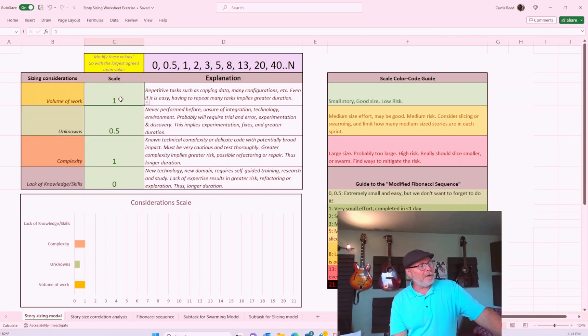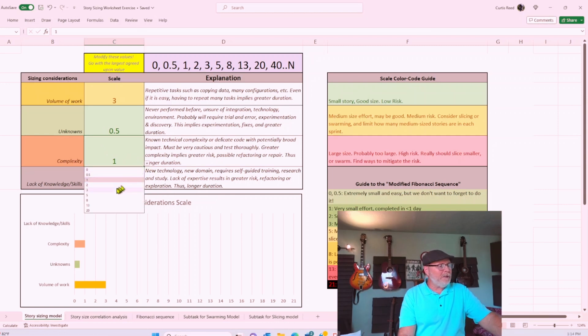Next, let's go back to the volume, let's say it's another story. Volume of work is not that big. Let's give it maybe a 3. The volume of work is probably about a 3, medium. How about unknowns? No. How about the complexity? Yeah, it's a little brittle. It's a little difficult. Is there any lack of knowledge or skills? No. Cool. Then you can see right there, for just the volume of work, it's about a 3, and the complexity is about a 2. So this story is a 3.